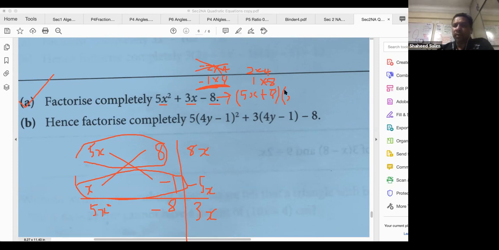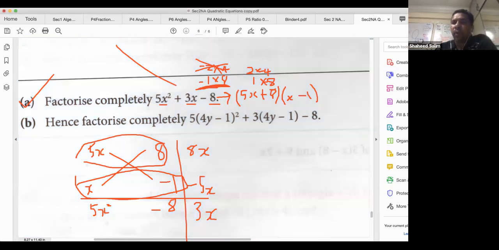Let me just write it down. Now, the thing now is how to solve the next question. Hence, they want you to factorize this completely. Remember what I said just now? I was highlighting to you: this is 5x squared, this is 5 bracket square plus 3x plus 3 bracket minus 8. It's the same thing, similar.